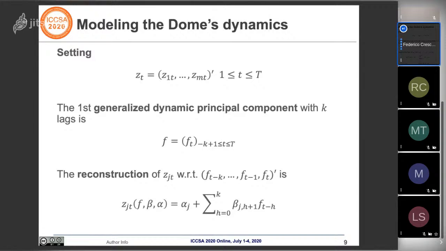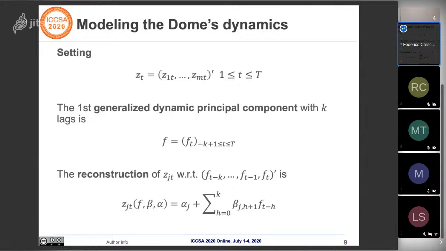And with this at hand, how do we model the dome's dynamics? We do this with 3 ingredients. The first is a vector of time series, which are the time series of the deformometers. Then we use, right now it's a bit abstract, a generalized dynamic principal component, which is a vector with k lags. And then we define the reconstruction of the time series as an affine function of this principal component with a set of offsets and loadings. The offset, which is the alpha j parameter, and the loadings, which are the beta j's, are specific for each time series, while F is common to everyone.